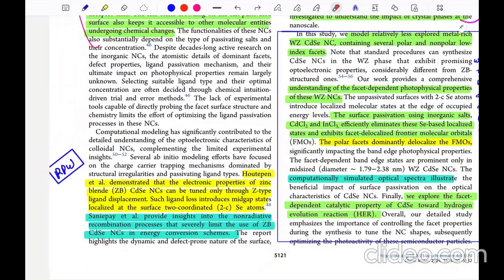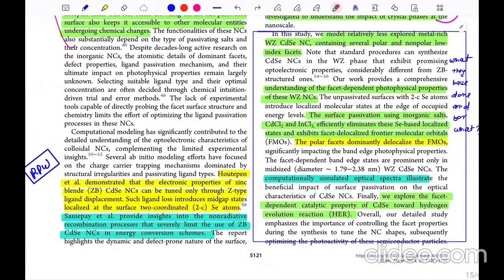And now, like this is the report of a relevant previous work. So you can clearly see here, Potep et al. demonstrated that the electronic properties of zinc blende cadmium selenide nanocrystals can be tuned only through ligand displacement. Such ligand loss introduces mid-gap states.